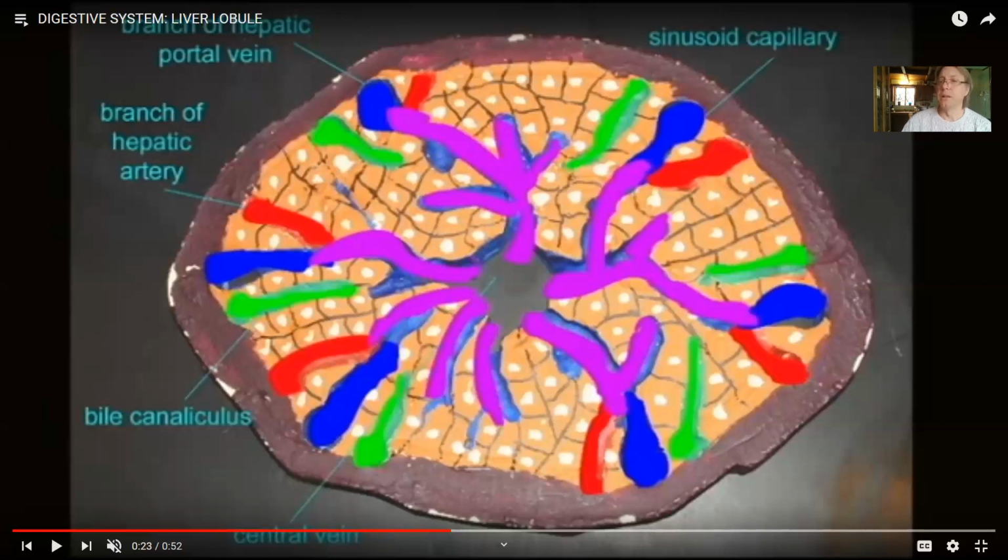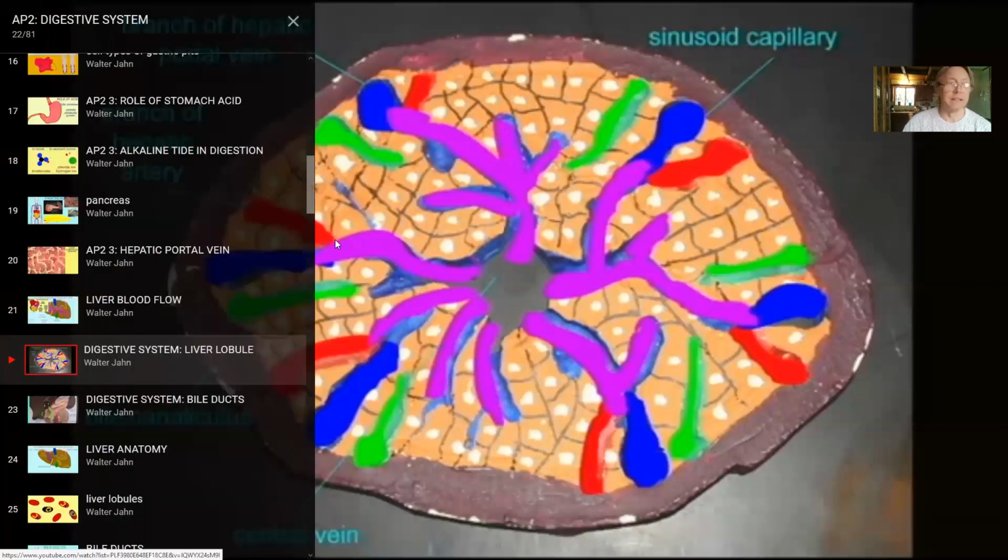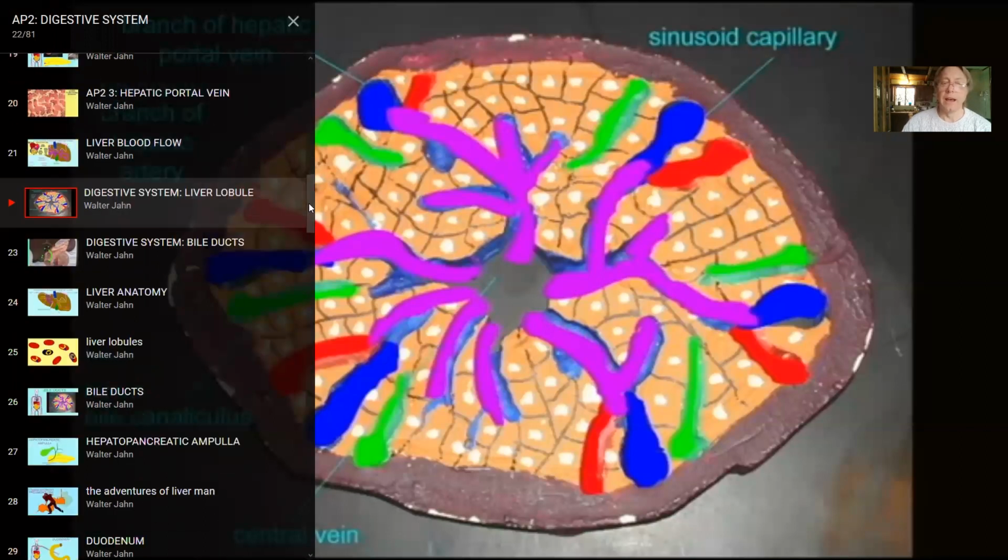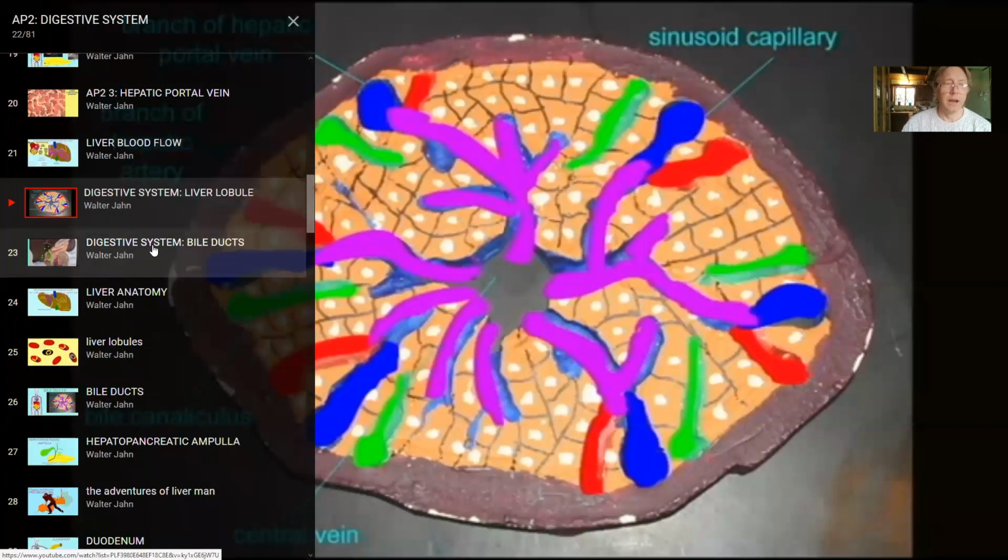But then once again, the way that blood flows through the lobules of the liver is that we have blood coming from two sources, a branch of the hepatic artery and a branch of the hepatic portal vein. These mix to form sinusoid capillaries. This then flows into a central vein in the center of the liver lobules. Central veins then fuse to form hepatic veins, which empty into the inferior vena cava. While blood comes in from the outside and moves towards the center, bile is actually flowing through bile canaliculi to the outside of the liver lobules.